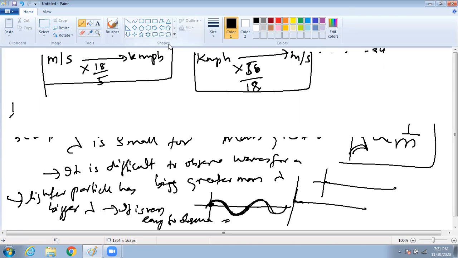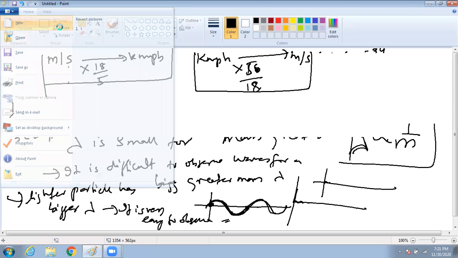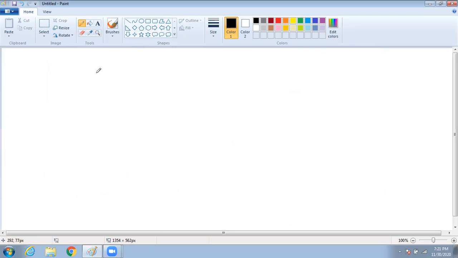Fine, Advait? Okay. So now, for example, we'll consider an electron. We want to find out the de Broglie waves, matter waves, for the electron. The mass of the electron is 9.1 into 10 to the power minus 31 kg. It is moving at a speed of 10 to the power 6 meter per second.